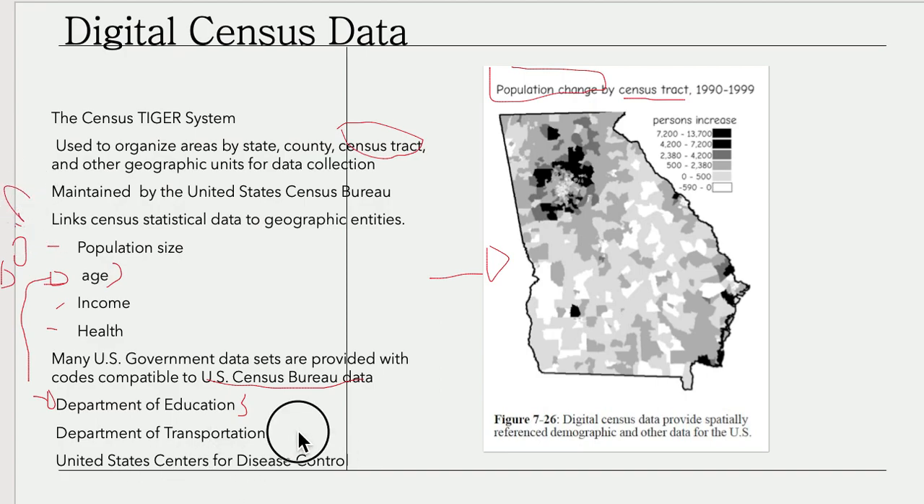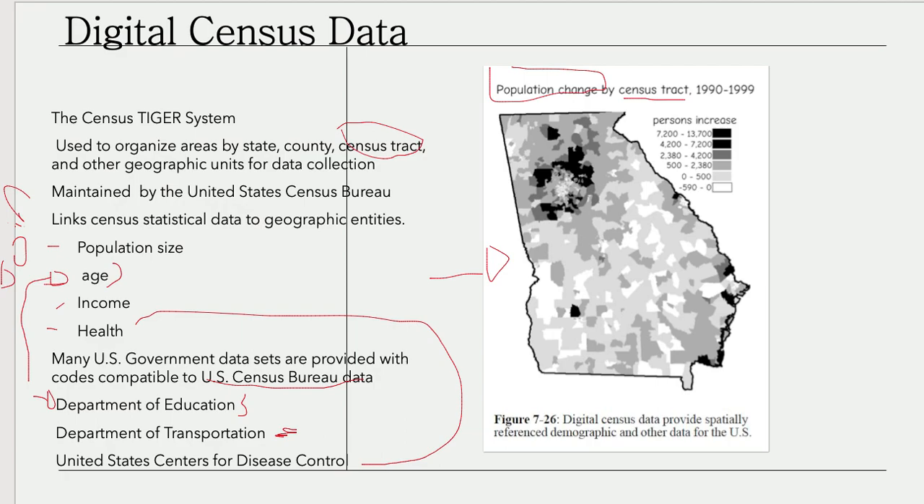And you could also look into the Department of Transportation and link it with health from the United States Census Bureau, or you could look at the Centers for Disease Control and link it with health. So that's one great way to use digital census data, is to add other information, other data sets that you're interested in.